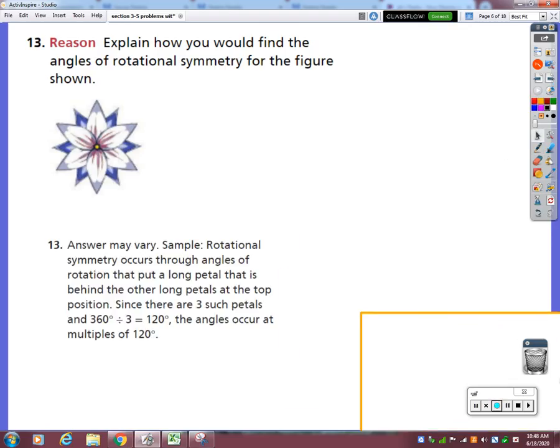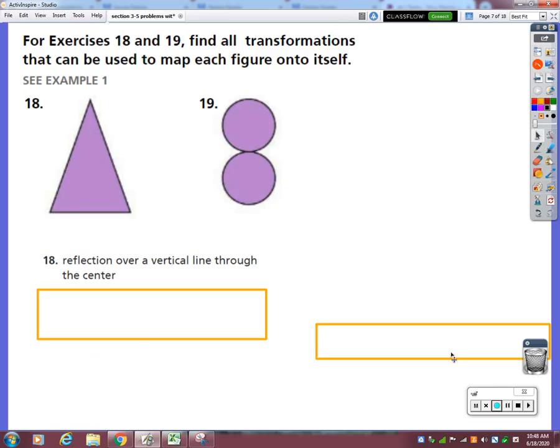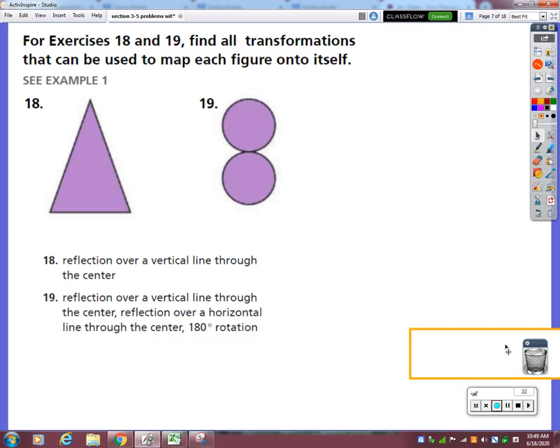This is some crazy, long, complicated thing, so you can look at that. Pause the video if you need to. Okay, this one, number 18, I believe only has reflectional symmetry with a line right through the middle. But number 19, assuming that these are both the same size, has a line of symmetry here and a line of symmetry here, or you could rotate it 180 degrees.